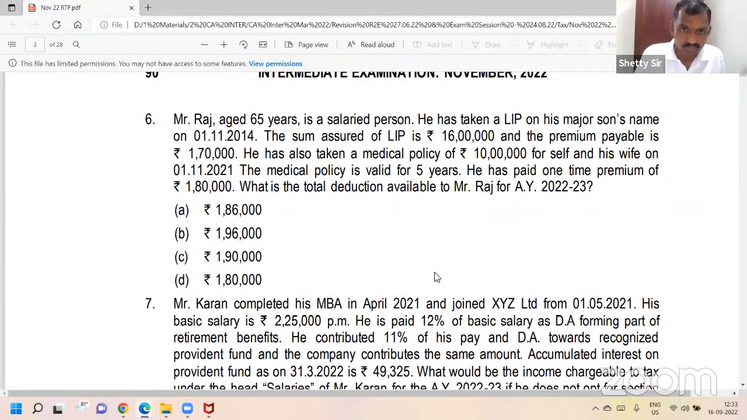The medical policy is valid for 5 years. He has paid a one-time premium of 1,80,000. What is the total deduction available to Mr. Raj?